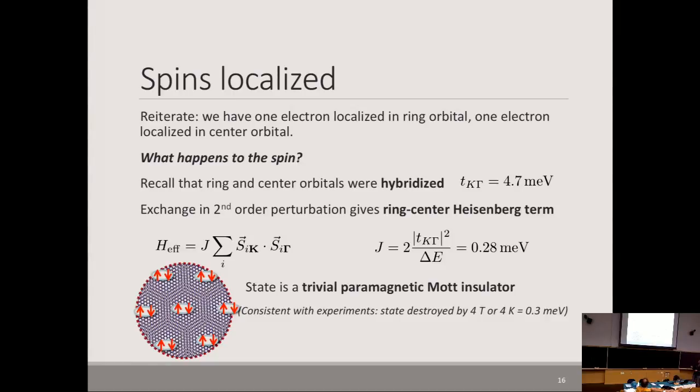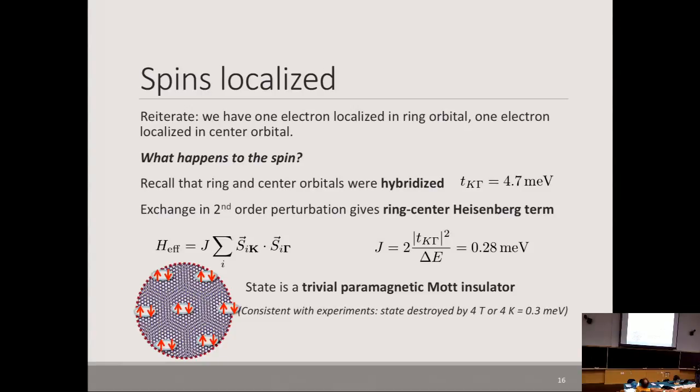Interestingly, that gives about 0.28 meV. The state that this gives would be, on every unit cell, one electron in the ring, one in the center, and they form a singlet together. So it's a very trivial state. It's not some fancy spin liquid. It's not a magnetic state. It's just what's called a trivial paramagnetic Mott insulator.